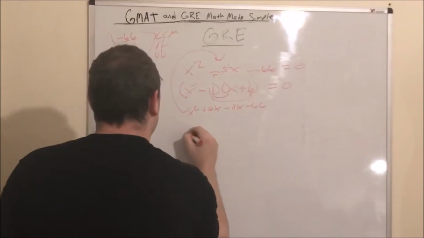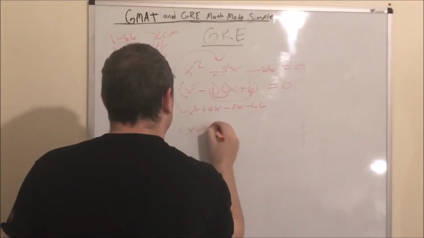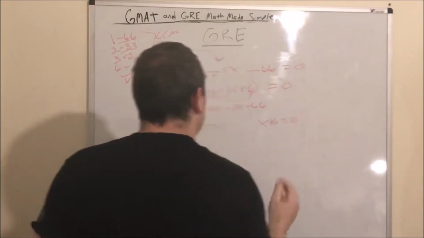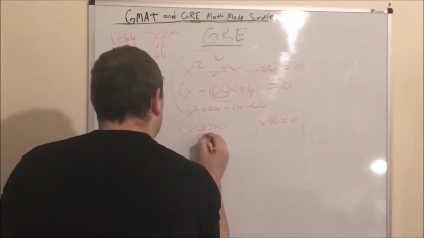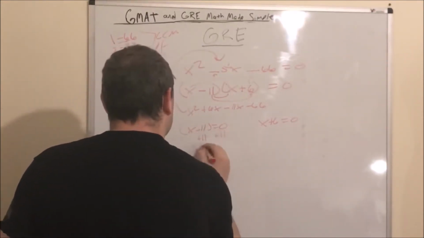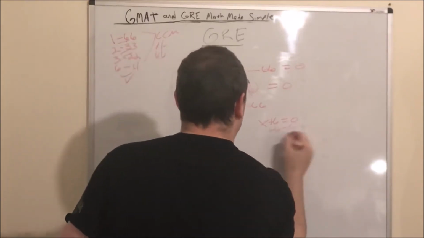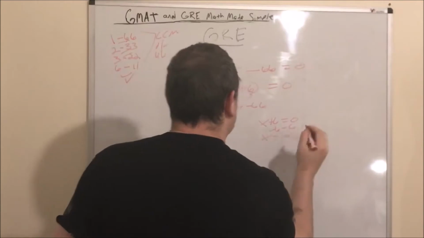So now let's go ahead and separate each one. x minus 11 equals 0, and x plus 6 equals 0. Now let's add 11 for here. We get x equals 11. Then we subtract 6 for this one, and we get x equals negative 6.